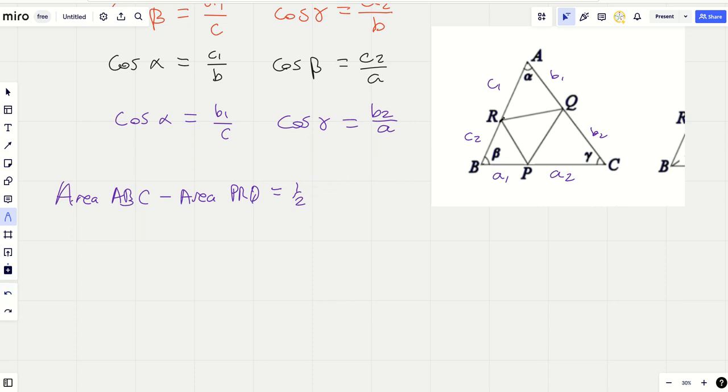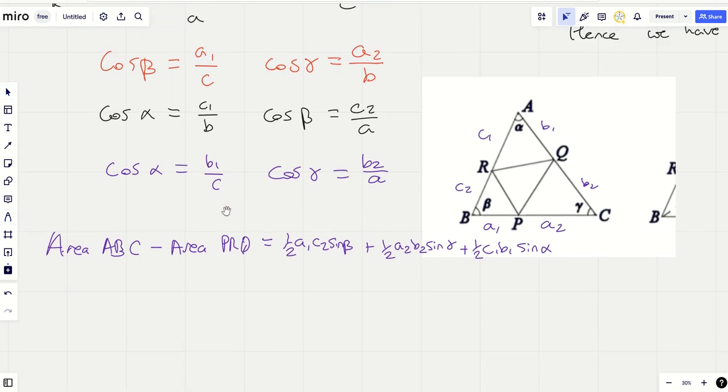Okay, half A1C2 sine beta plus a half A2B2 sine gamma plus a half C1B1 sine alpha. Yeah? Cool, I've got that, and I thought, okay, can I introduce some cosines here and try and get rid of my sines? That's what I thought.